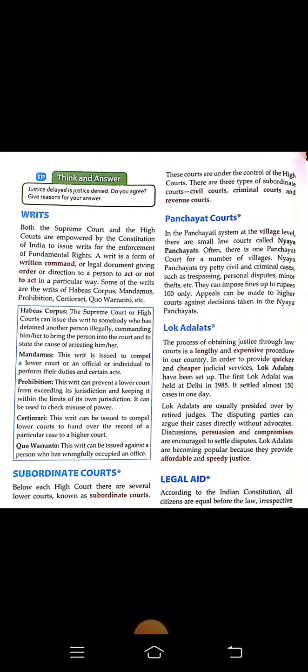Subordinate courts. Beneath each High Court, there are several lower courts, each known as the subordinate courts. These courts are under the control of the High Courts. There are three types of subordinate courts. One is the civil courts, criminal courts, and the revenue courts.